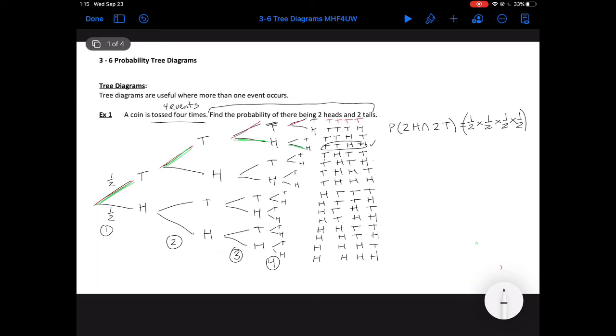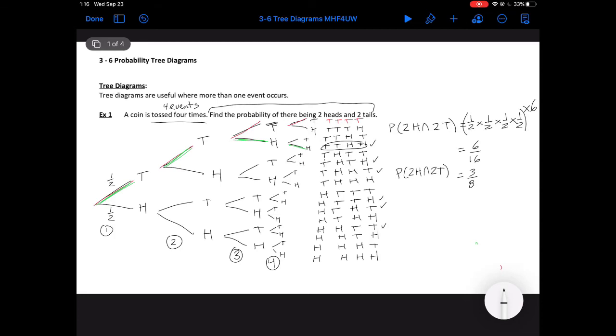So here's 1, 2, 3, 4, 5, 6. So I've got 6 pathways, so I'm going to multiply by 6, which is going to give me 6 over 16, which is 3 over 8. So that's the probability of getting 2 heads and 2 tails.